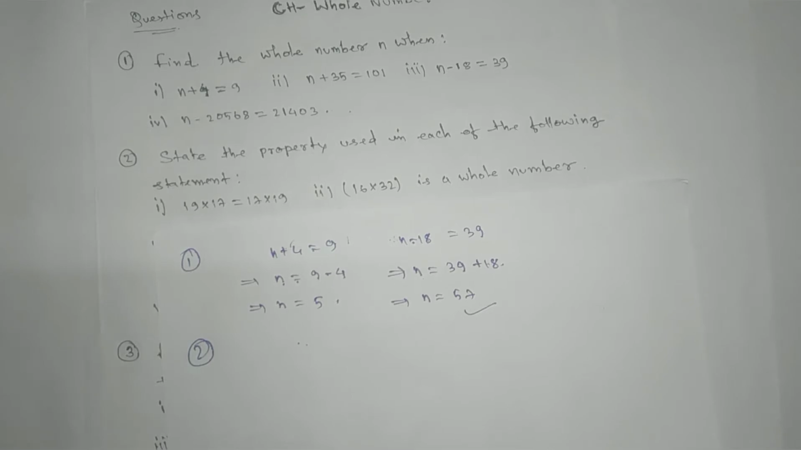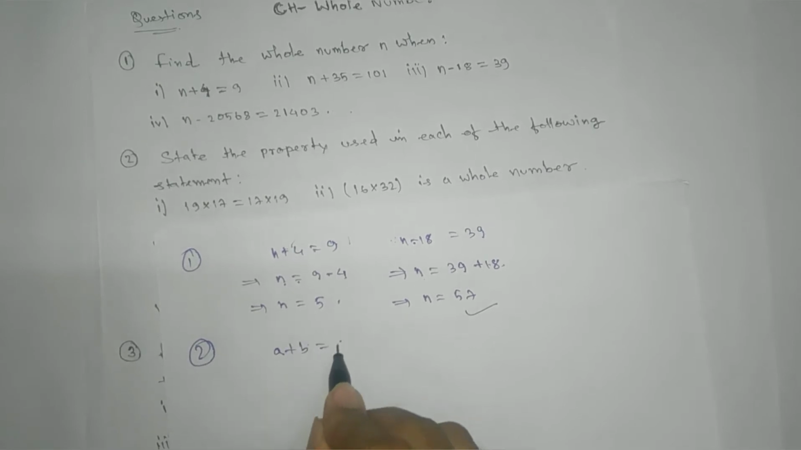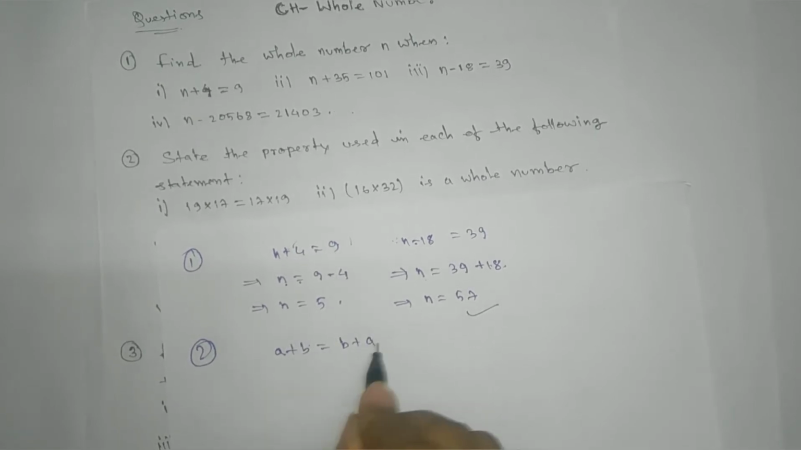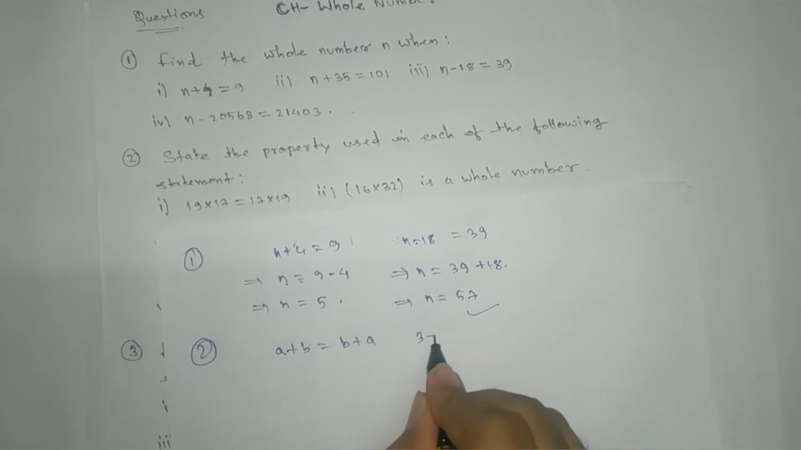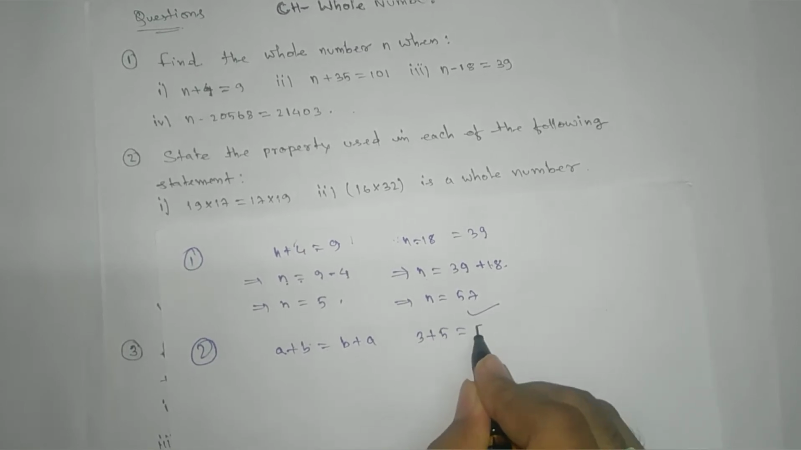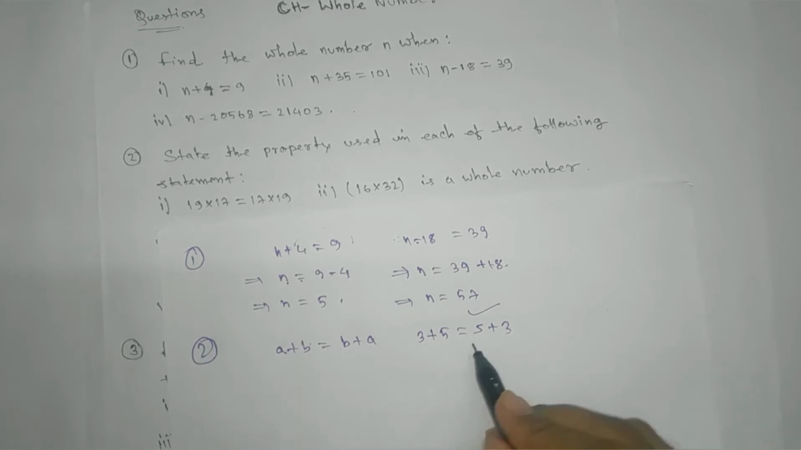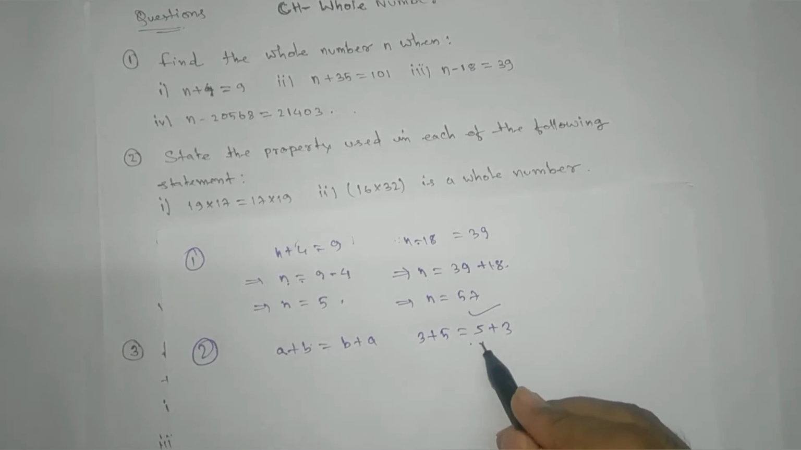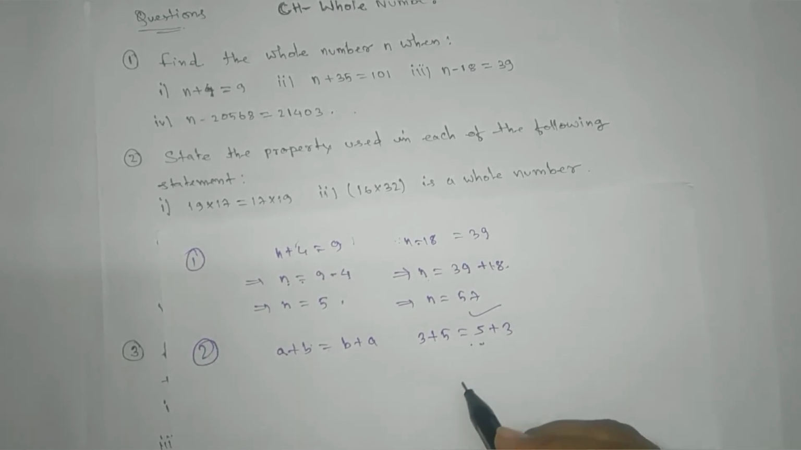If we look at this one, commutative property means if you take a plus b, this side will give you b plus a. This is your commutative property. That means if you take 3 plus 5 and if you take 5 plus 3, both are the same. So this is the commutative property under addition, or commutative property for addition.